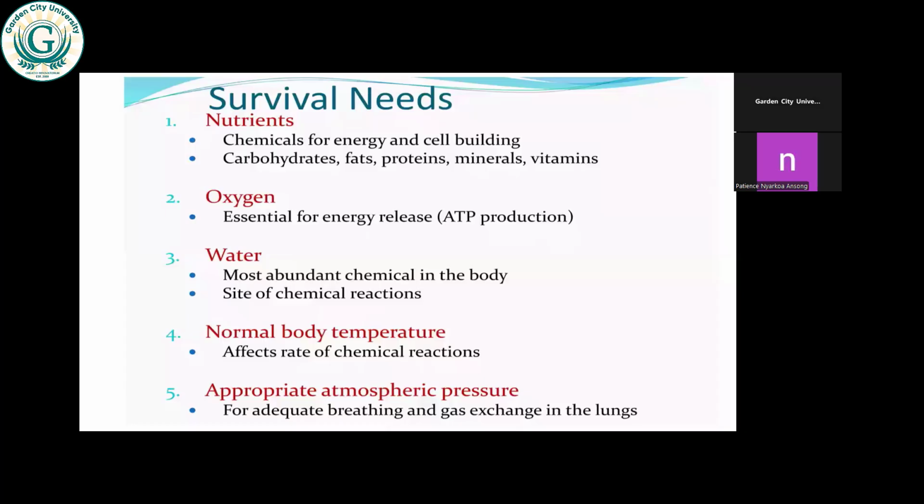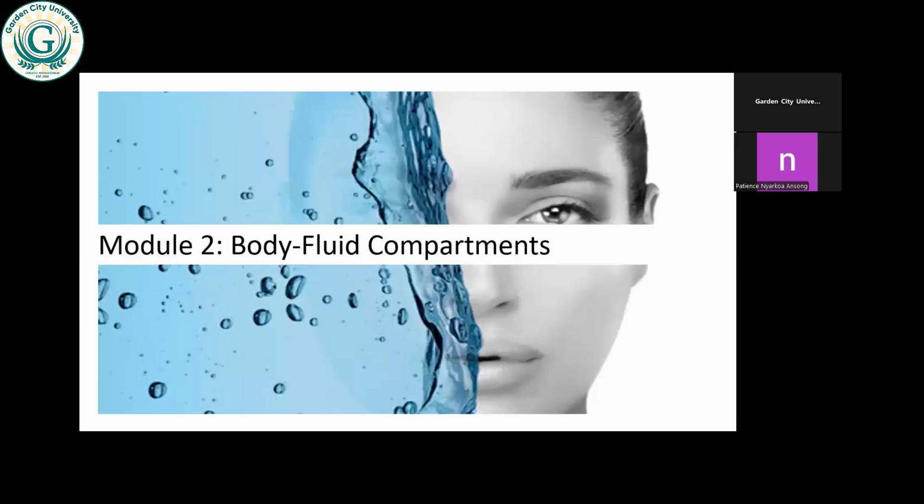Module 2 of Unit 1, we want to look at body fluid compartments. The body fluid compartments tell us the various chambers within the body that have fluids. Fluids are just water plus dissolved substances. These dissolved substances can be ions, proteins, fats, or different kinds of molecules dissolved in the water found in the various chambers within the body. We want to look at them.